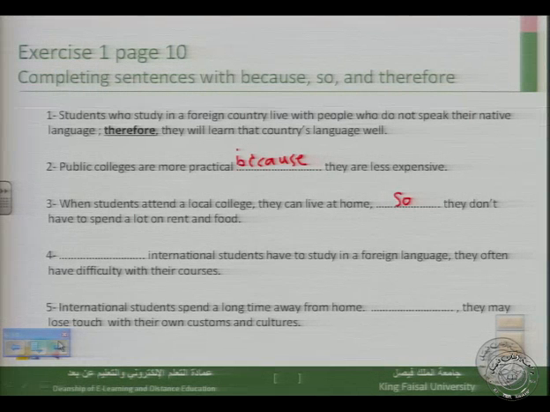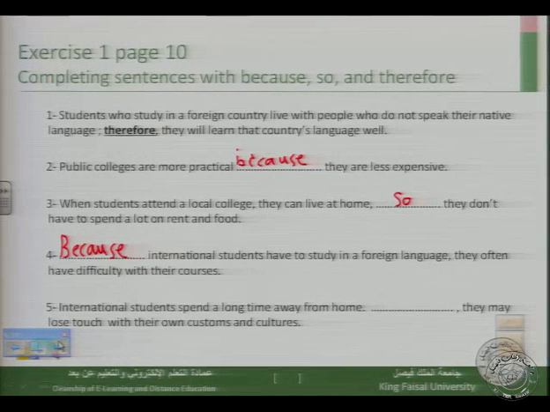And the only possibility that you have to use here, or the only connector, is because. It can be at the beginning with a capital letter. So here, because international students have to study in a foreign language, comma, they often have difficulty with their courses.